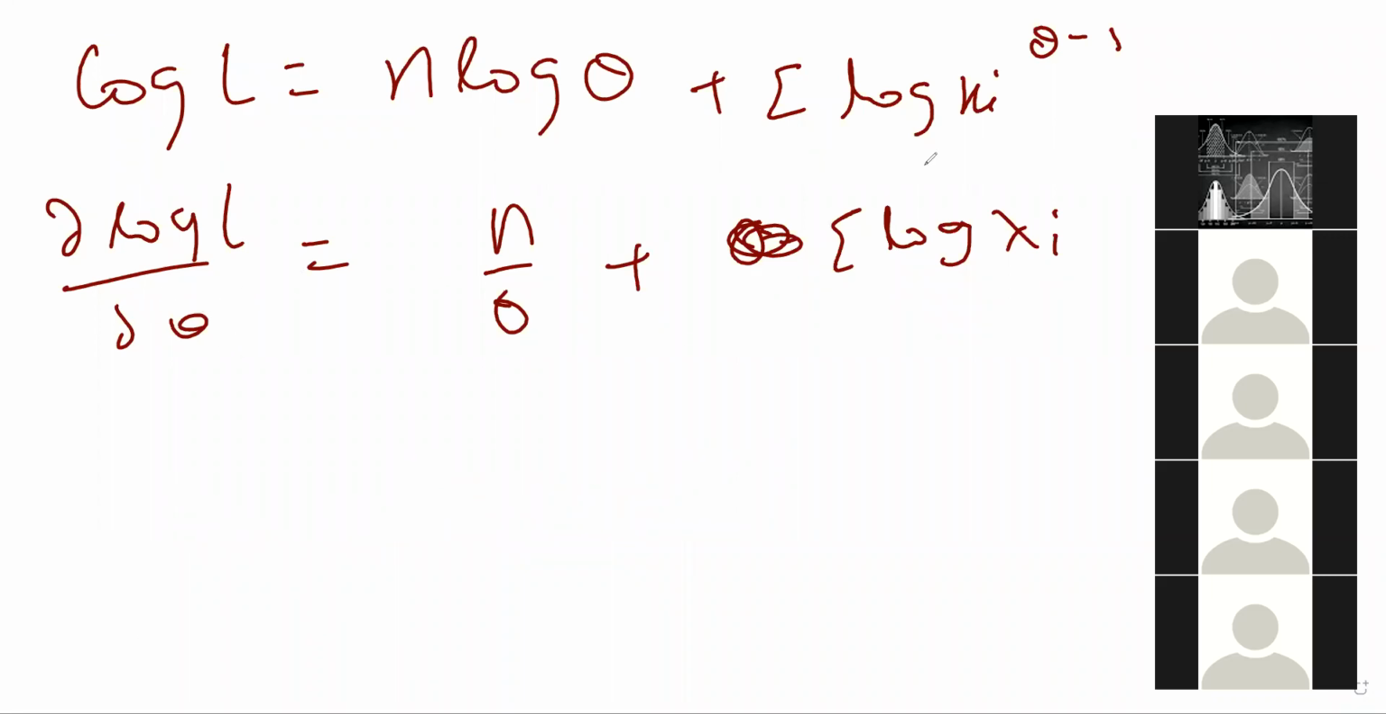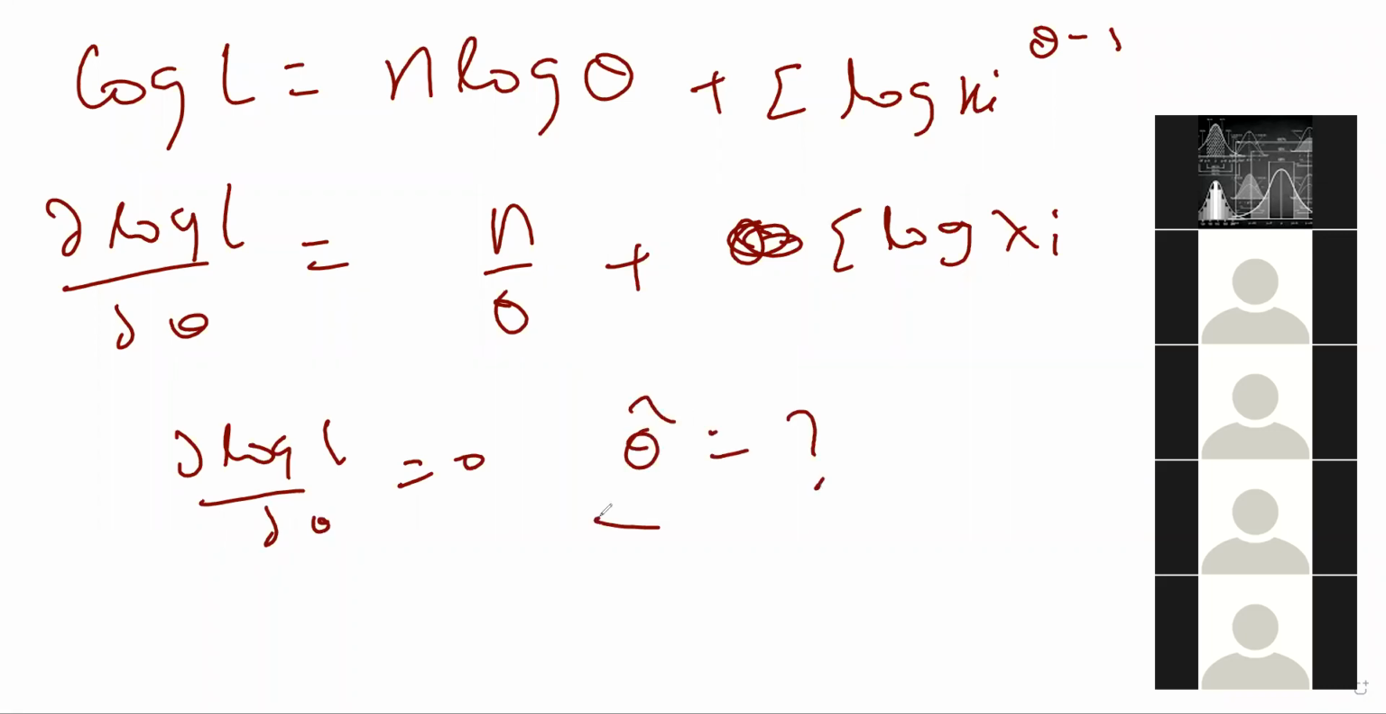Del log L by del theta will be this thing. Is it right or wrong? So del log L upon del theta will be equal to 0. So what will be the MLE of theta? Anybody in class? n by theta equal to 0. So n by theta will be equal to minus summation log xi. So theta will be what?